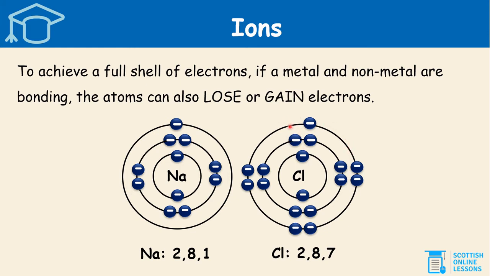In reality, what happens is sodium gives up its electron to chlorine, and in doing so, it loses that outer electron shell. However, now both of these are happy. Sodium has an electron arrangement of 2,8, and chlorine has an electron arrangement of 2,8,8.